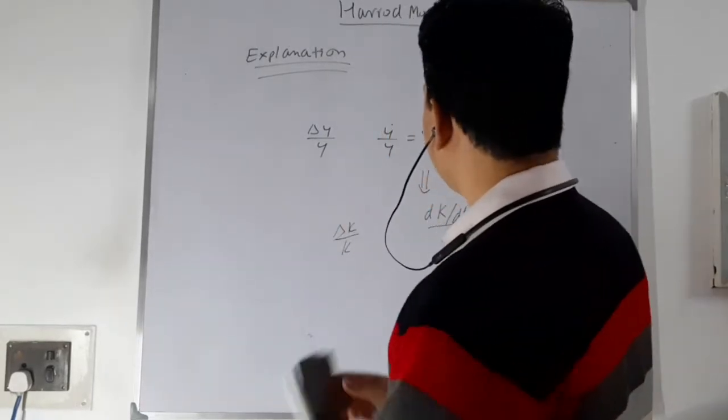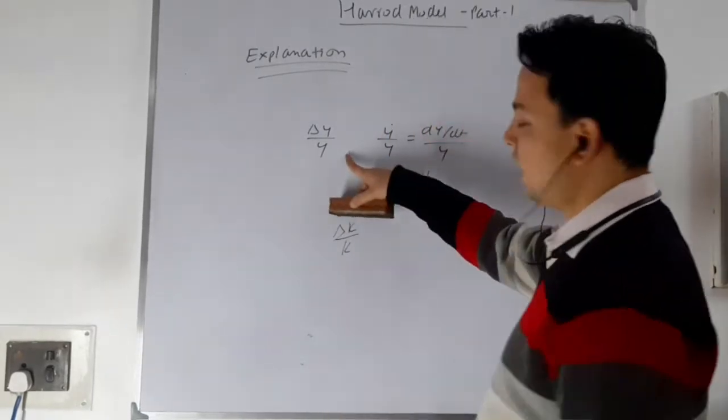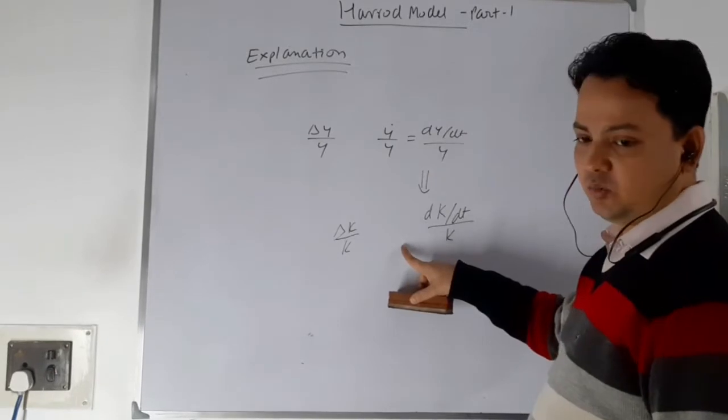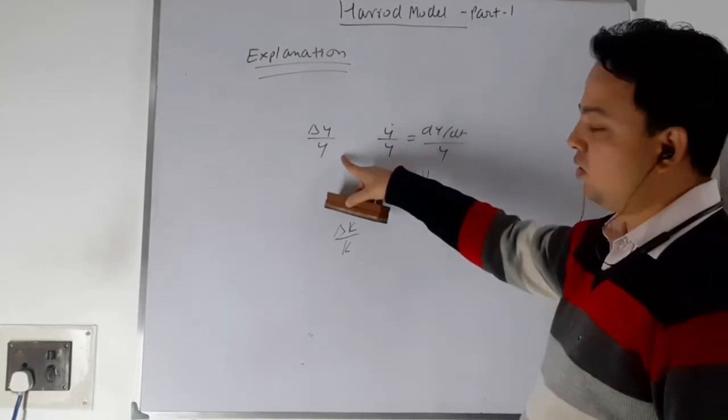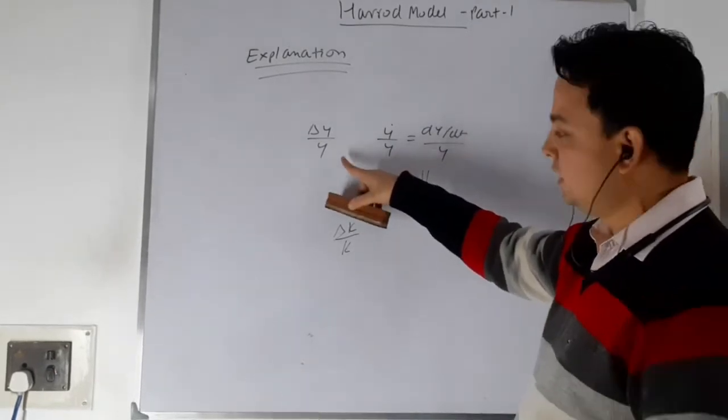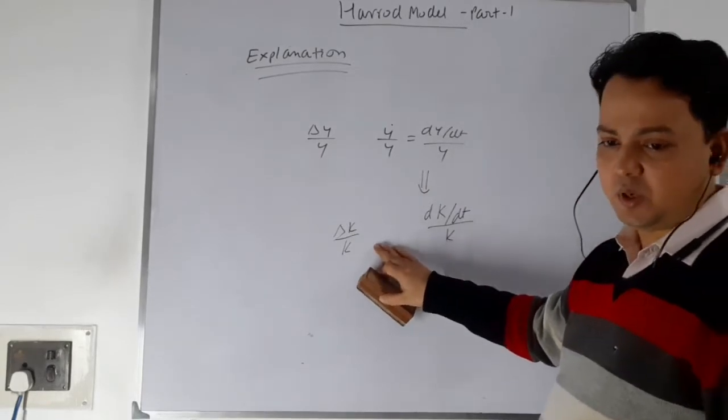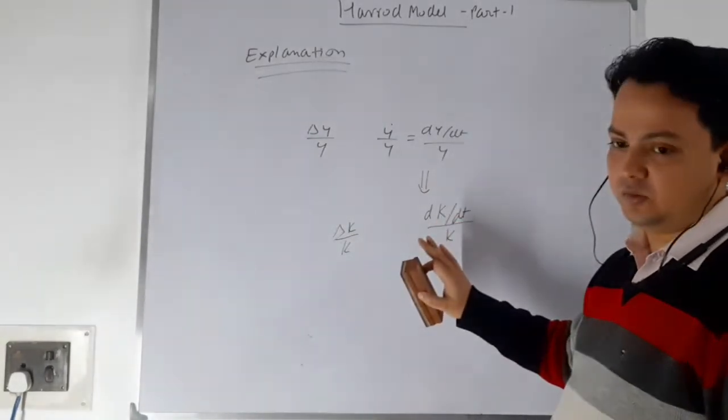Economic growth is the process of accumulating more capital stock. So growth will happen when you have more accumulation of capital stock. Or you can say growth in output over time depends on your accumulation of capital stock. This is what we are going to look at.